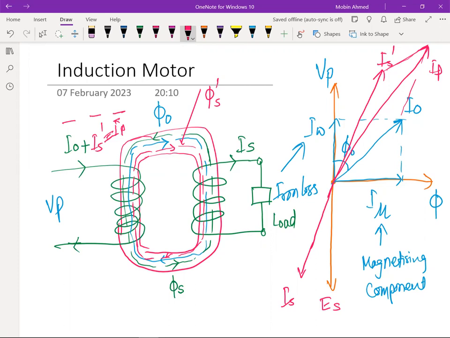So opposition is there, back EMF is there, but again the flux is going to increase, and there is a net current in the primary that is going to flow. That's why it looks like there is no back EMF in the induction motor. Hope it is clear. Yes, sir. Okay, sir. Thank you, sir.